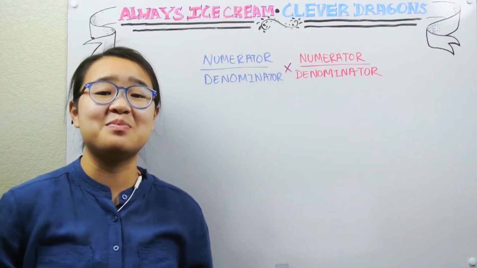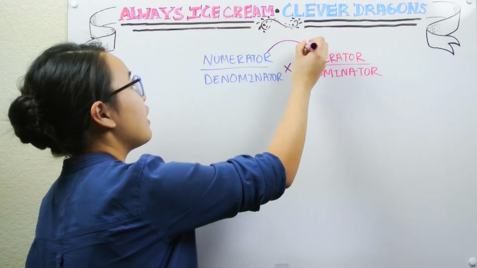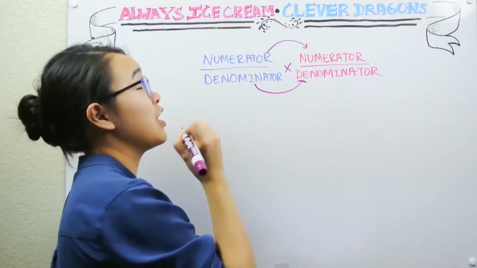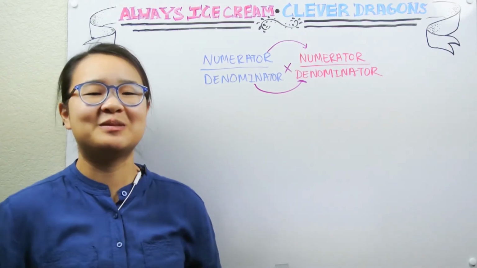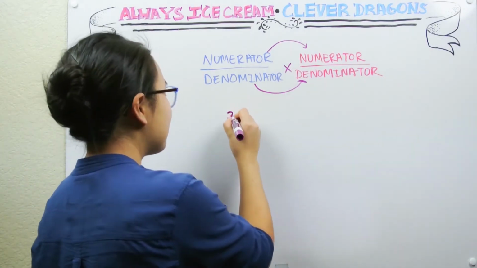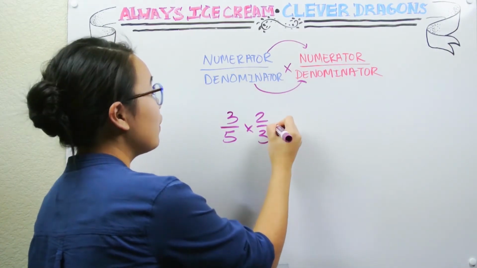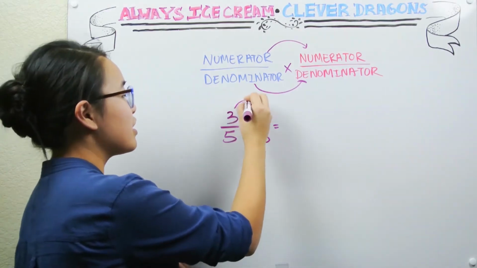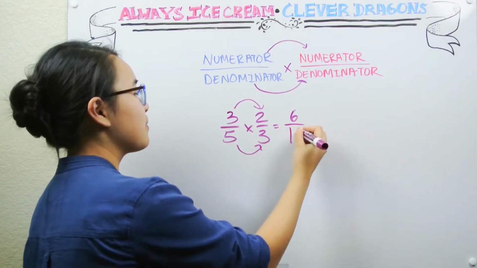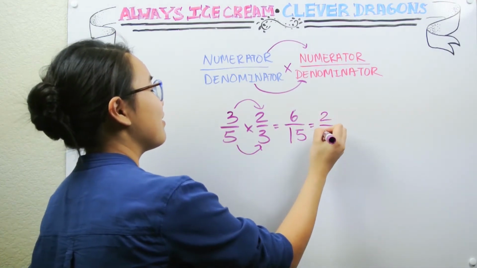So you might notice a pattern by now. The numerator, the top number, multiplies the other numerator, and the denominator multiplies the other denominator. It's that simple. So to use an example with just numbers, if we were to multiply 3/5 by 2/3, what we would do is do 3 times 2 gives us 6, and 5 times 3 gives us 15, and this reduces down to 2 over 5.